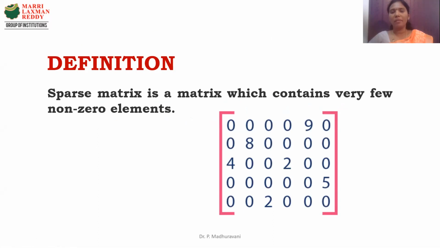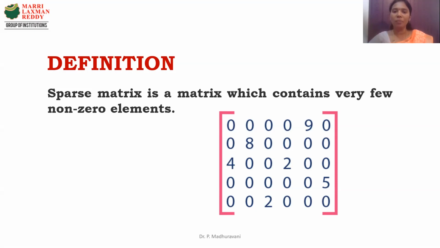Just think about a matrix. A matrix is used to represent the data in the form of rows and columns. If you want to represent the data in a tabular form, then you take the help of the matrix. The matrix is implemented in any programming language with the help of a 2D array, whereas the sparse matrix is also a matrix, but it contains a few non-zero elements. That means it contains more zero elements.